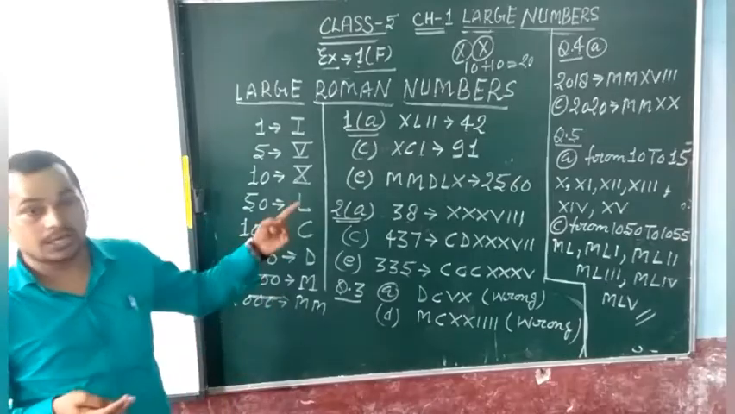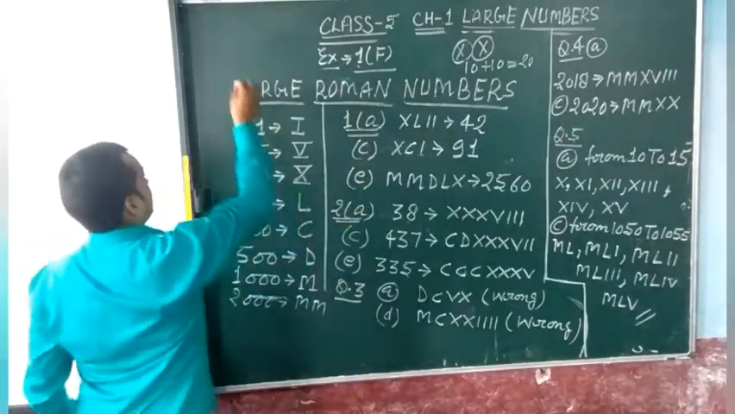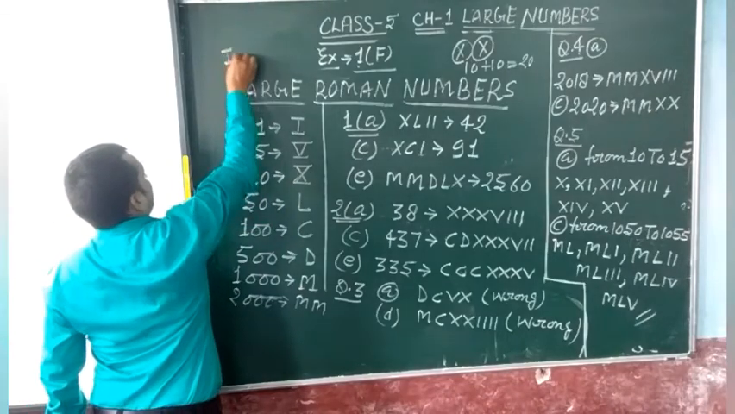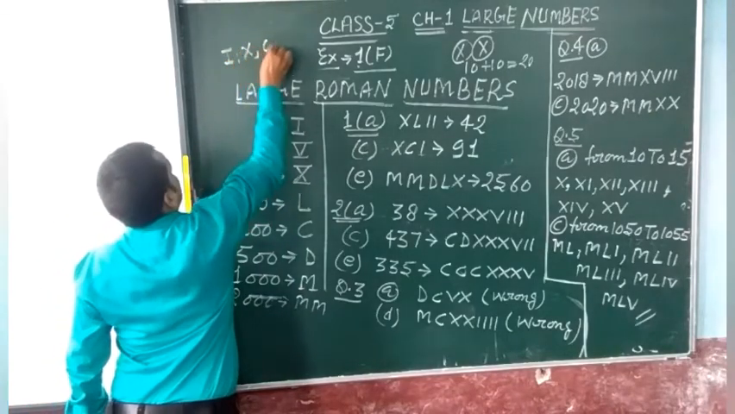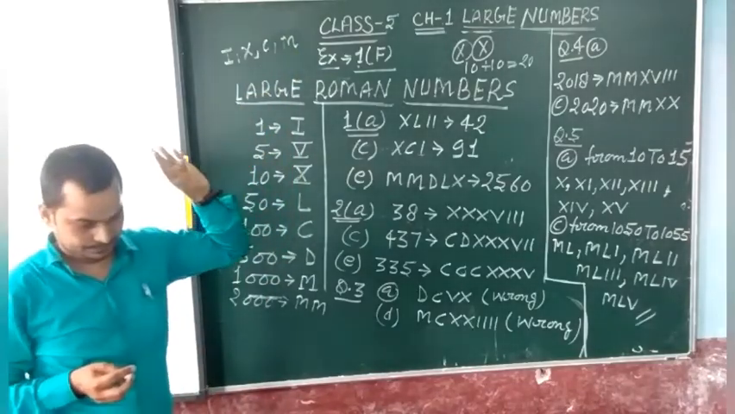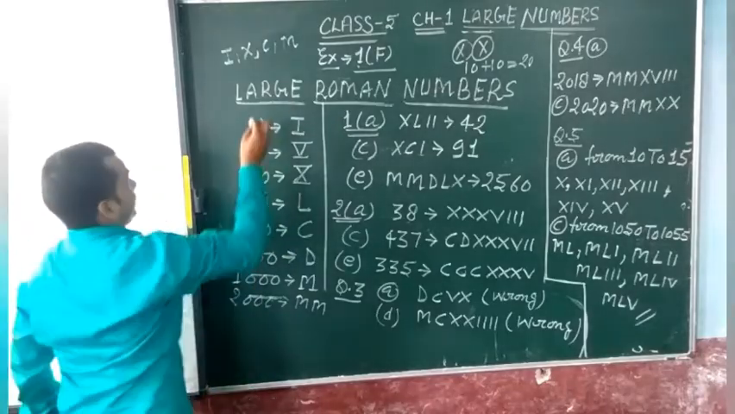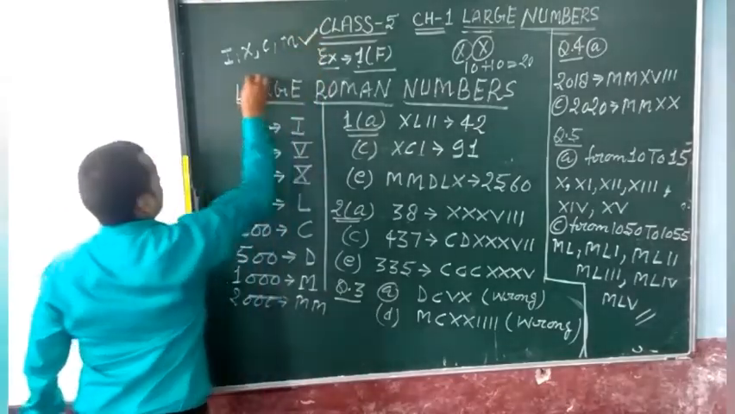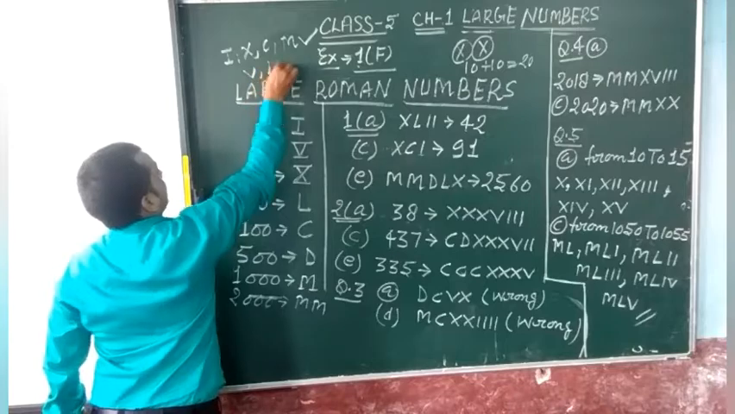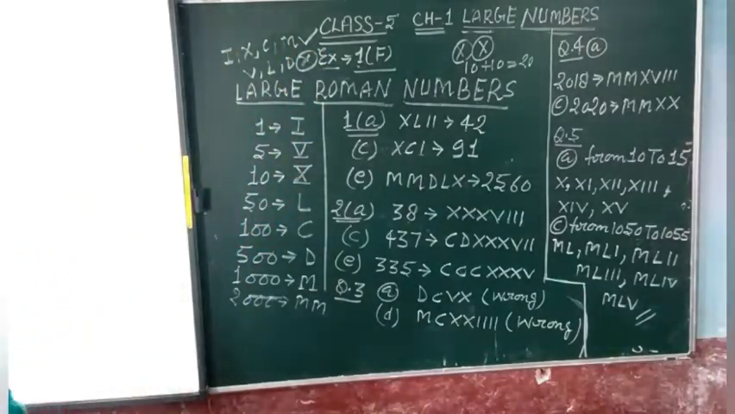Next, only I, X, C and M can be repeated. I, X, C, M only are repeated. V, L, D are not repeated. These three symbols, V, L and D, are not repeated. Clear?